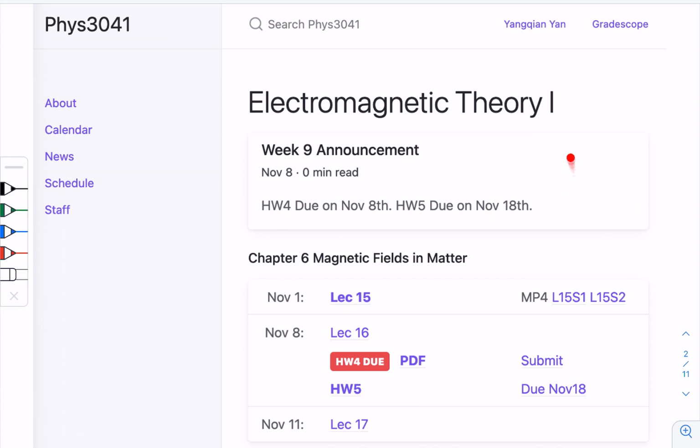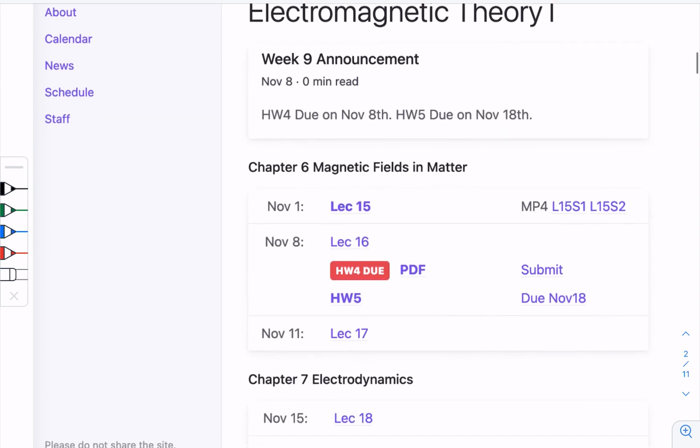Here is the recent announcement, and you can see that right now homework 4 is due, and homework 5 is already out, and it will be due in 10 days. And following this announcement, there will be just 2 recent calendars.